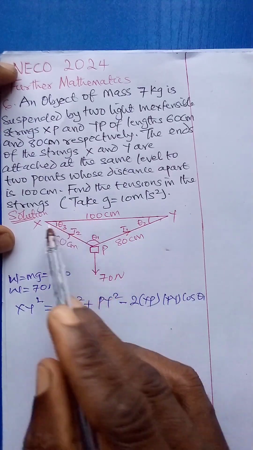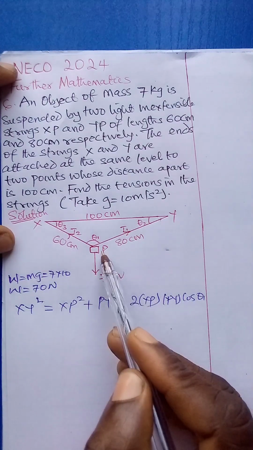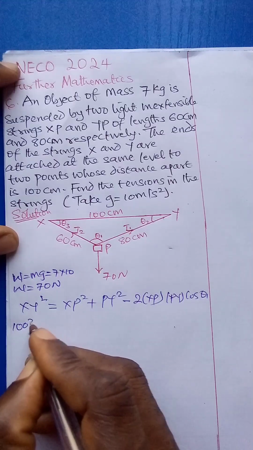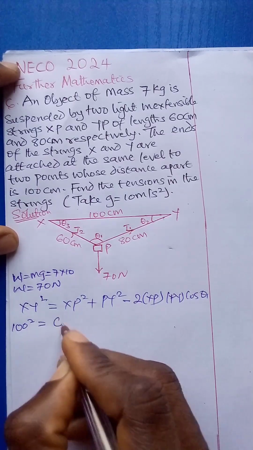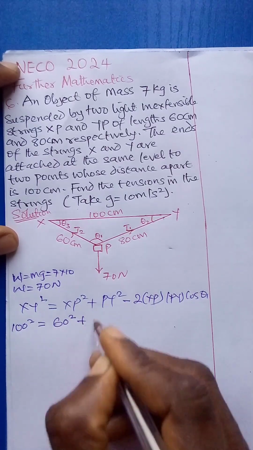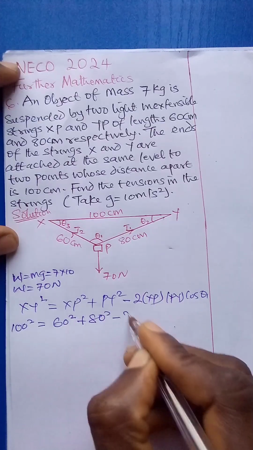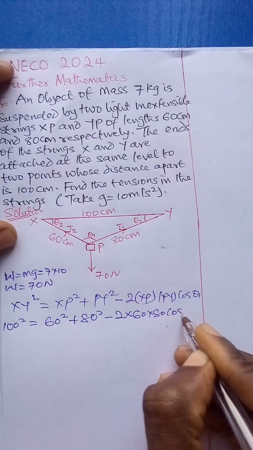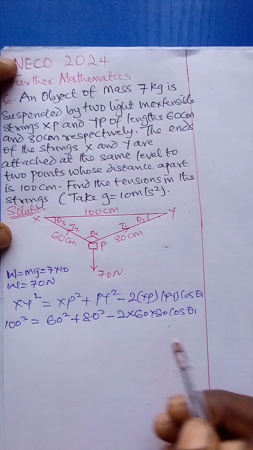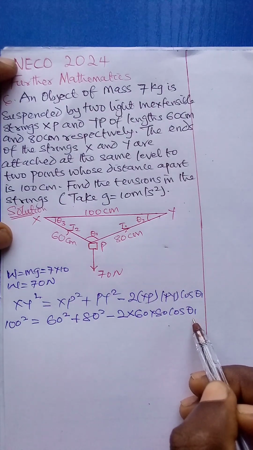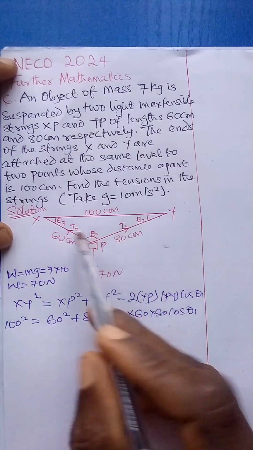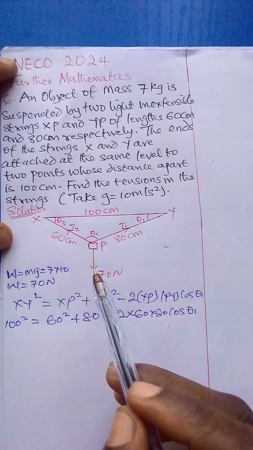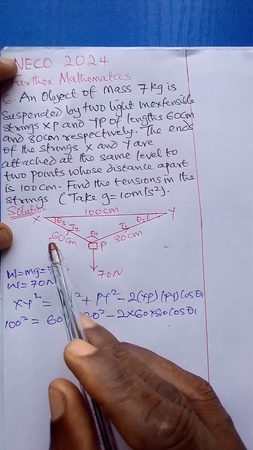Now, putting the values of XY, XP, and PY in this equation, we have 100 squared is equal to 60 squared plus 80 squared minus 2 times 60 times 80 cos theta 1. Let us remember, our purpose is to find the value of the internal angles. I can find any two of the angles, and then after that, I will apply the sum of angles in the triangle to find the third angle.